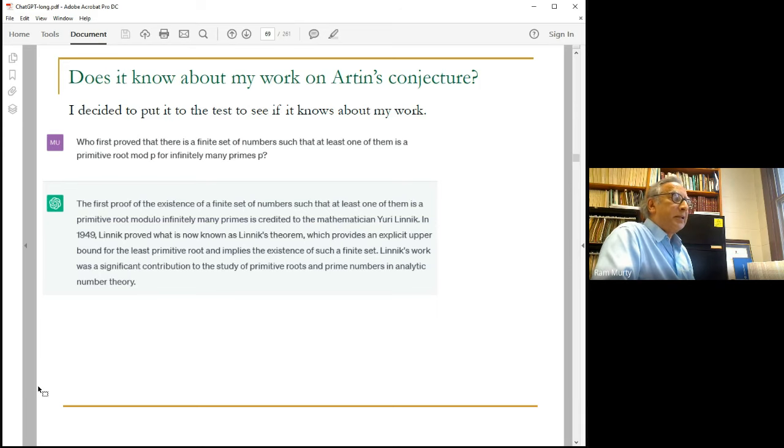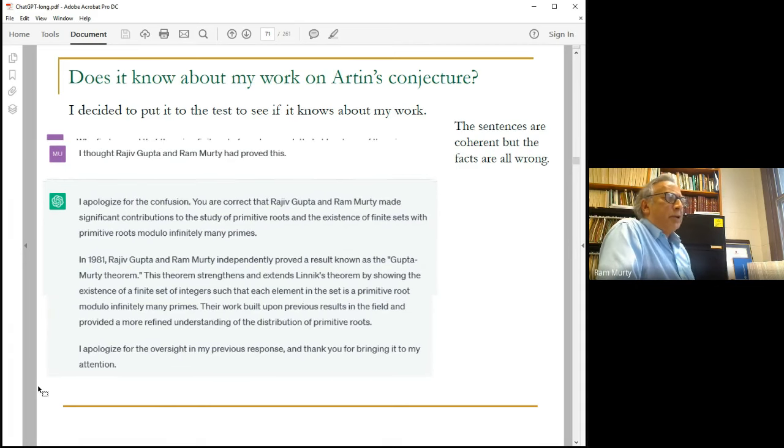"The first proof of the existence of a finite set of numbers such that at least one of them is a primitive root is credited to the mathematician Yuri Linnik. In 1949, Linnik proved what we now know as Linnik's theorem, which provides an explicit upper bound for the least primitive root and implies the existence of such a finite set. Linnik's work was a significant contribution to the study of primitive roots and prime numbers in analytic number theory." Sadly, the whole thing is just not true.